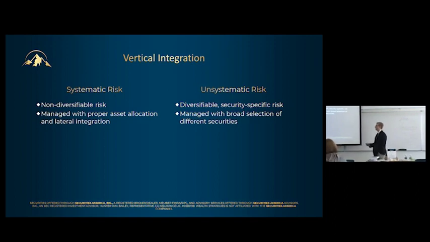Unsystematic risk, we went over all of the different things that an individual company might face or some individual investment. That's diversifiable, security-specific risk. So usually these risks are specific to a certain company or specific to owning one company. And you can manage that with a broad selection of different securities. So even if all you did was buy one of everything, your systematic risk might be a little off, but you'll know that you're not going to be facing a whole lot of unsystematic risk because you have so many different companies that if one disappeared, it might be 0.1% of your portfolio or less.